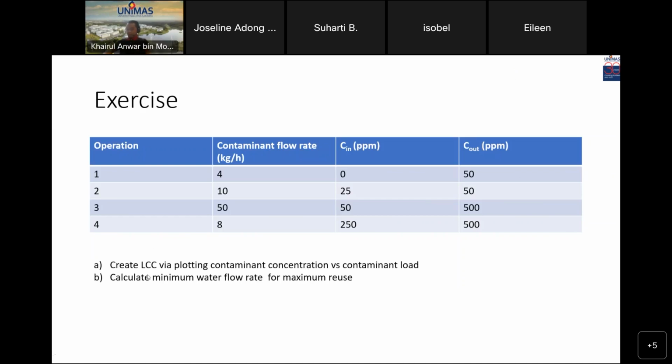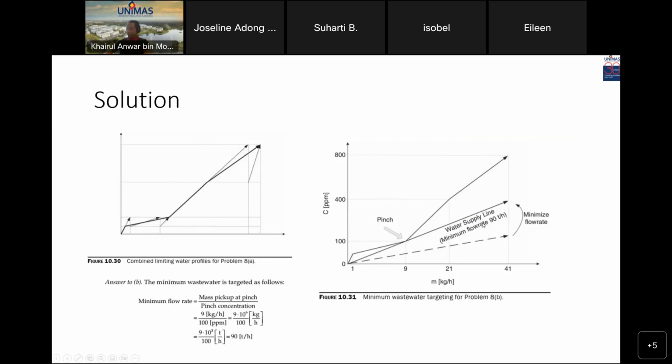So first you need to create the LCC by plotting the contaminant concentration versus contaminant load based on the C in, C out and contaminant flow rate. After that, you can get the pinch after you draw the water supply line.